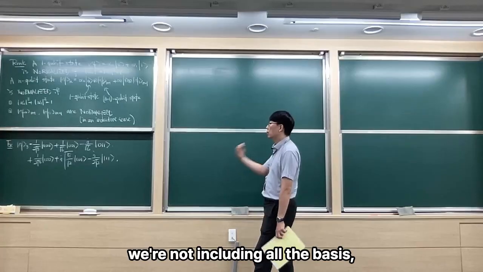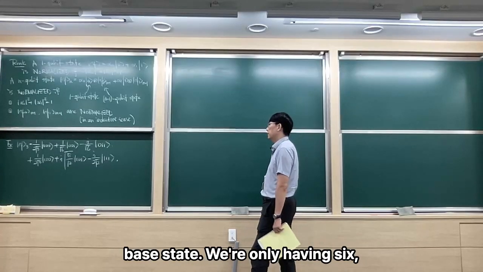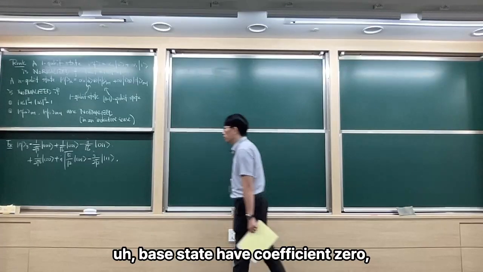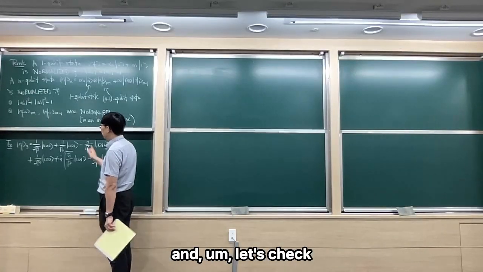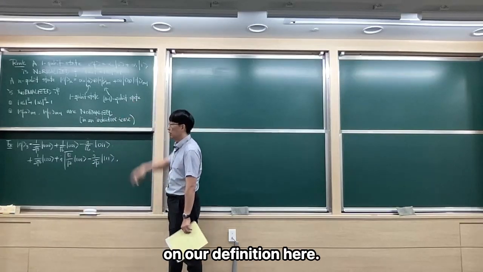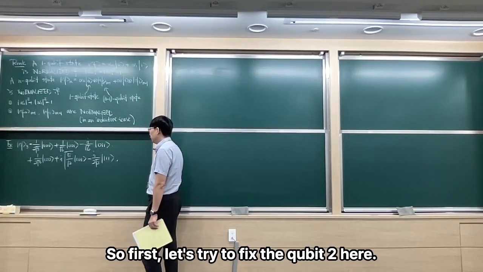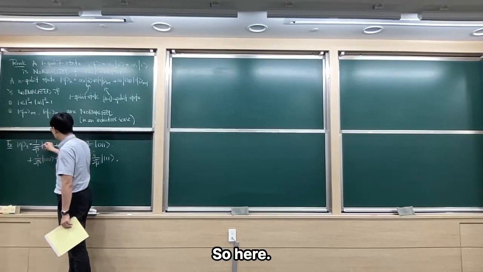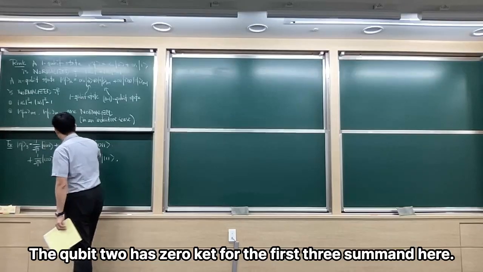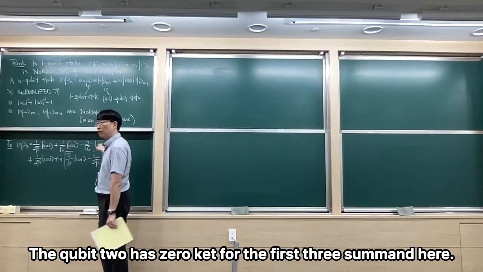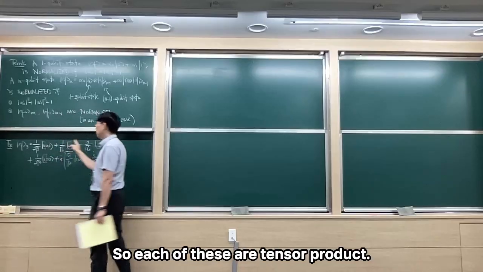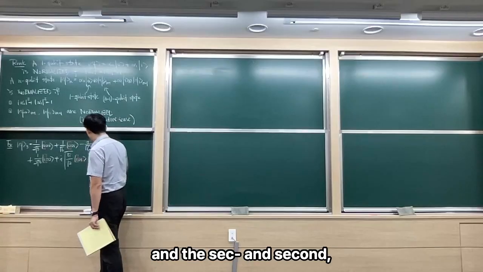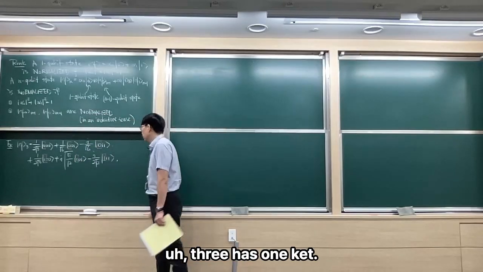So we're not including all the base states. We're only having 6, which means that the rest of the 2 base states have coefficient 0. And let's check whether it's normalized based on our definition here. So first, let's try to fix the qubit 2 here. So here, the qubit 2 has 0 ket for the first 3 summands here. So each of these are tensor products. I mentioned that this is abbreviated notation for tensor product. And the second 3 has 1 ket.